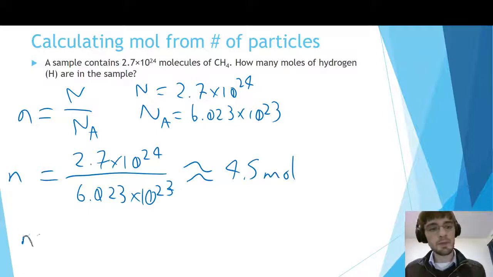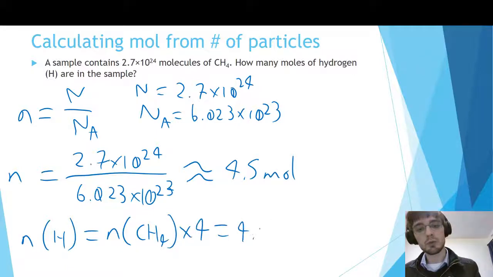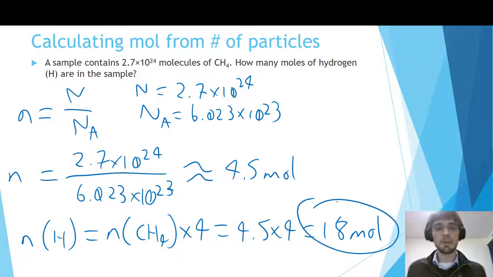And then from that, I can say I know the amount of hydrogen is equal to the amount of methane times 4, which is equal to 4.5 times 4, which is equal to 18 mole, which gives us the same answer as the previous way of doing it.